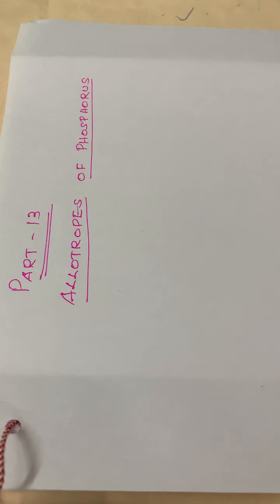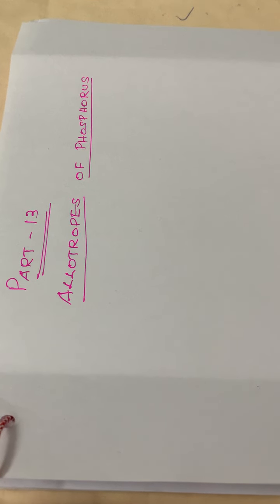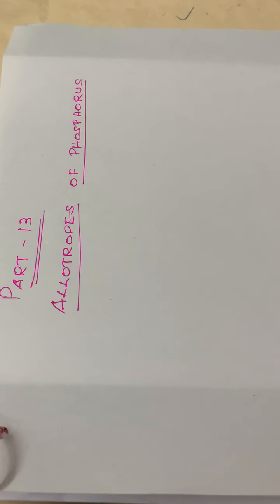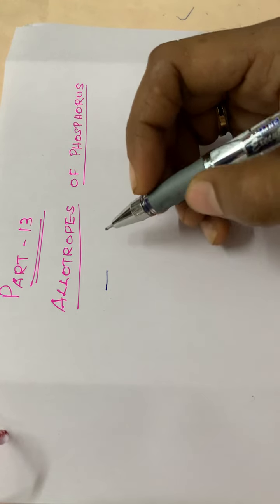Good morning, dear students. We have been discussing the different allotropes. Allotropes have similar chemical properties but different physical properties, isn't it? So far we have discussed the allotropes of carbon. Right now we are going to discuss the allotropes of phosphorus. Phosphorus has different allotropic forms.